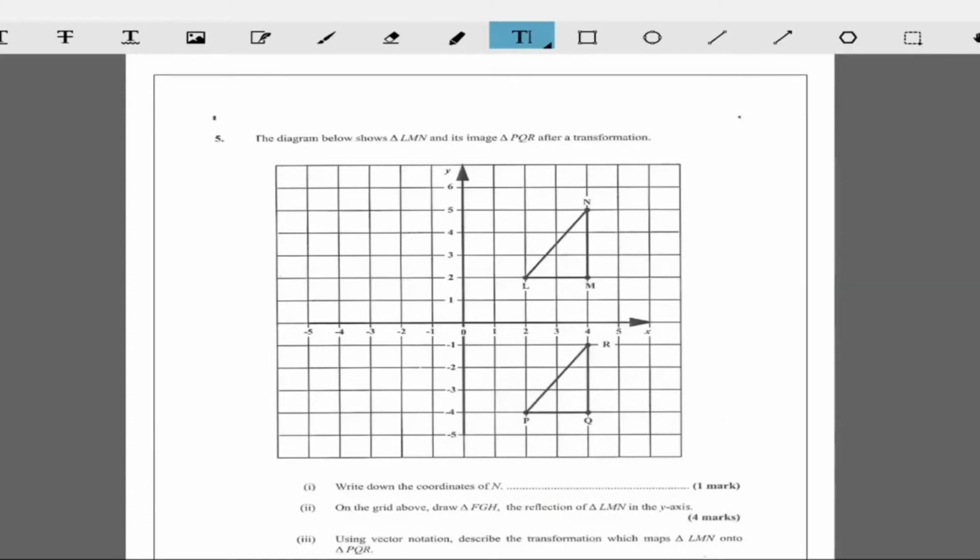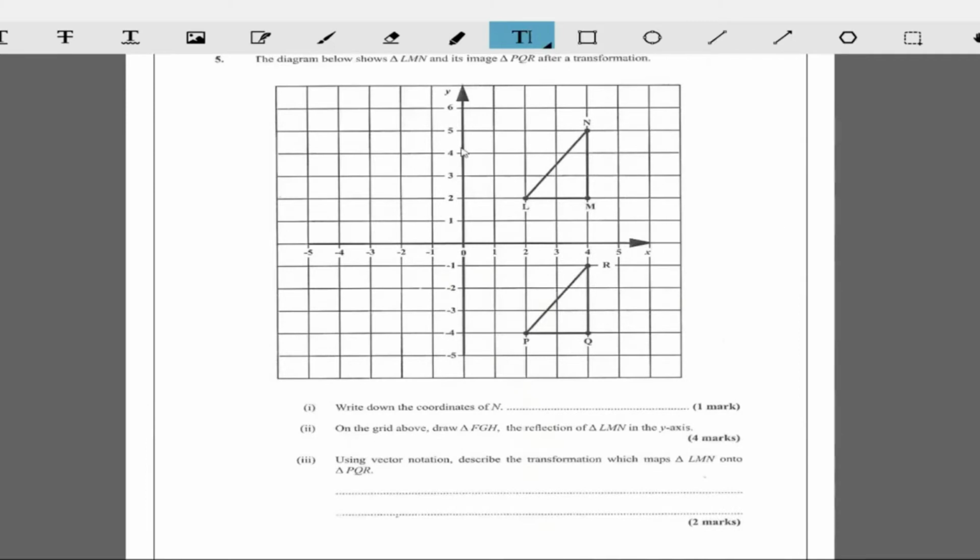Question 5 is the best question on the paper. It's usually transformation, trigonometry. Well, actually, it's the second best behind statistics. And this question says the diagram shows triangle LMN and its image triangle PQR after a transformation.